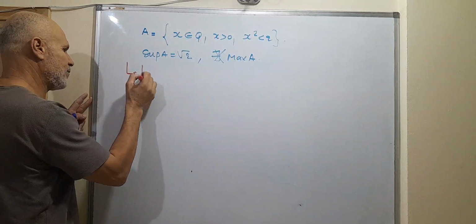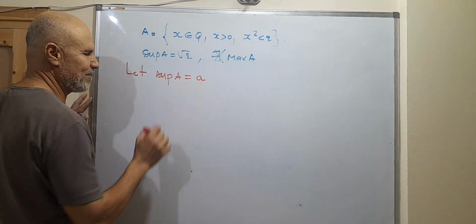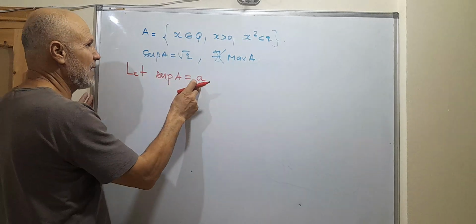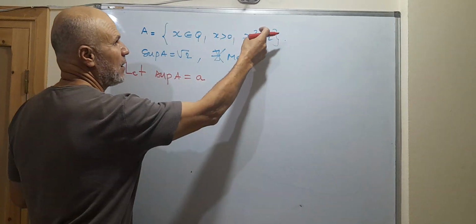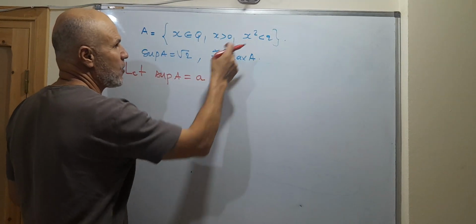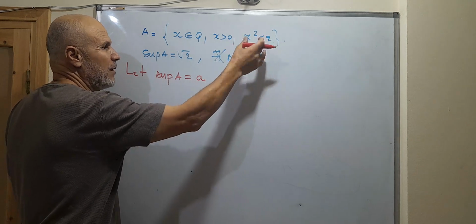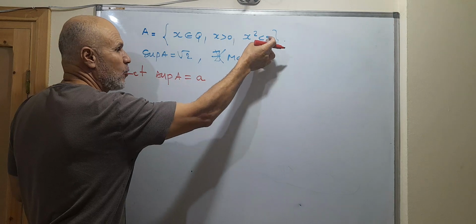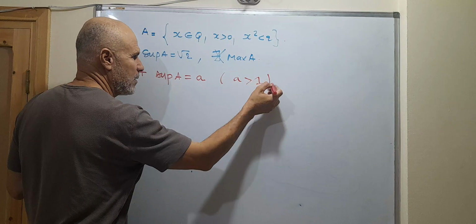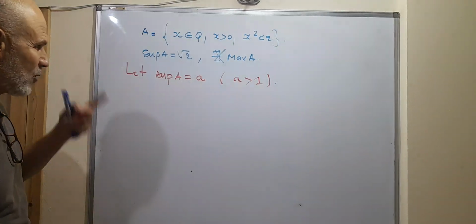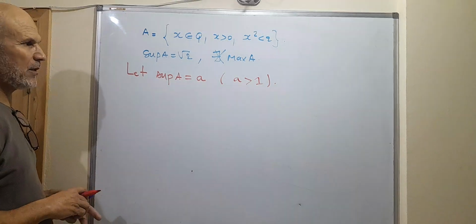Let the supremum of A be equal to a real number a, with a greater than 0 and a square less than 2, so a is near the square root of 2. We can suppose that the supremum is greater than 1. This is not necessary, but just a remark.